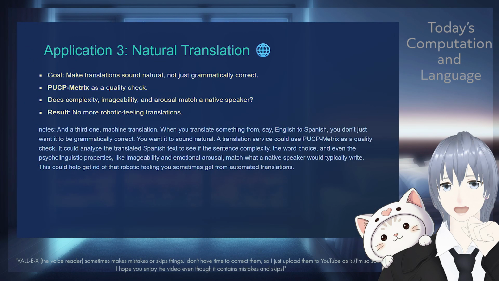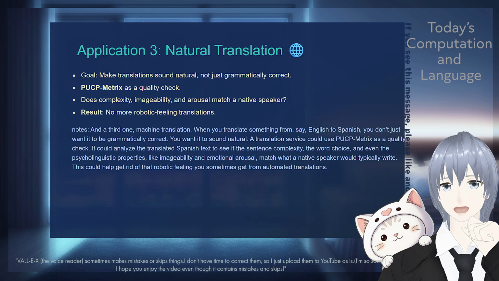And the third one, machine translation. When you translate something from, say, English to Spanish, we don't just want it to be grammatically correct. You want it to sound natural. The translation service could use PUCP-Metrix as a quality check. We could analyze the translated Spanish text to see if the sentence complexity, the word choice, and other psycholinguistic properties, like imageability and emotional arousal, match what a native speaker would typically write. This could help get rid of the robotic feeling you sometimes get from automated translations.